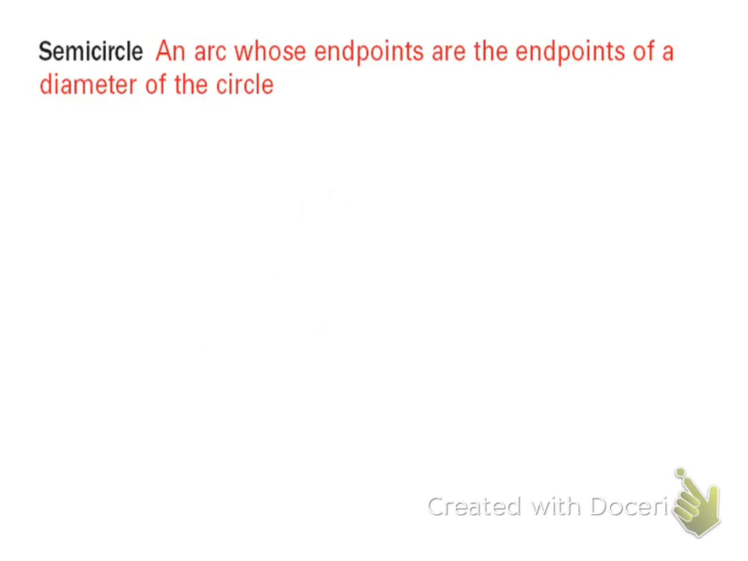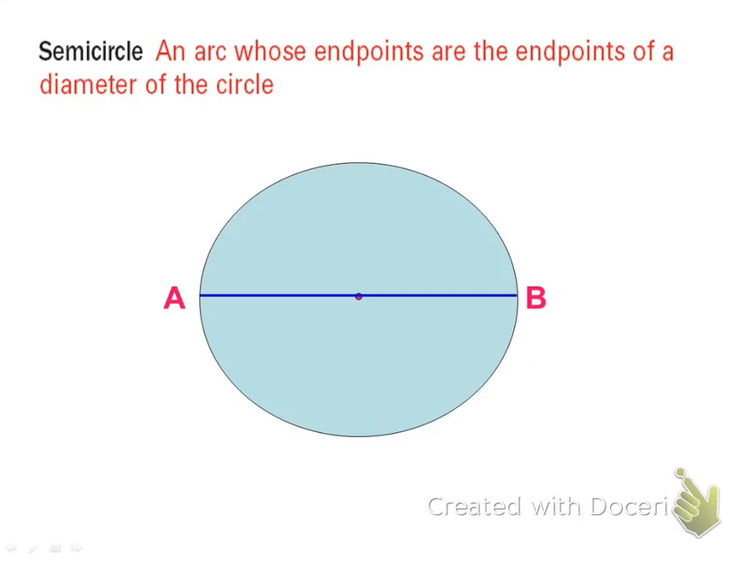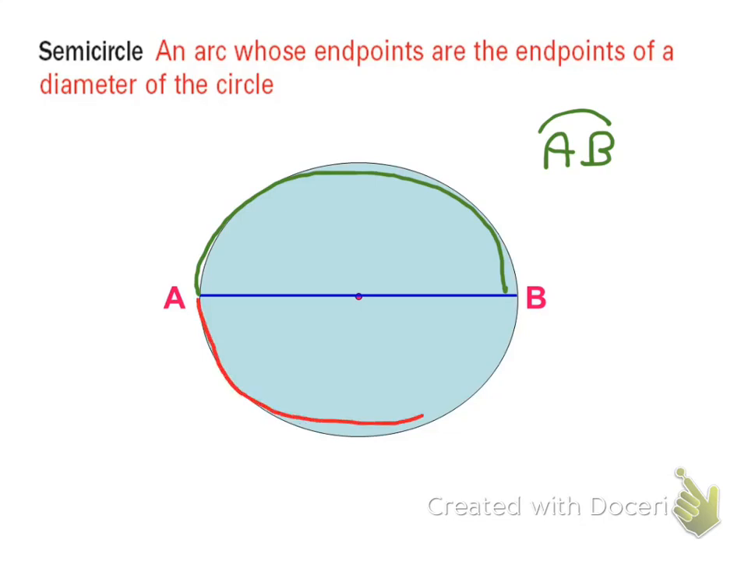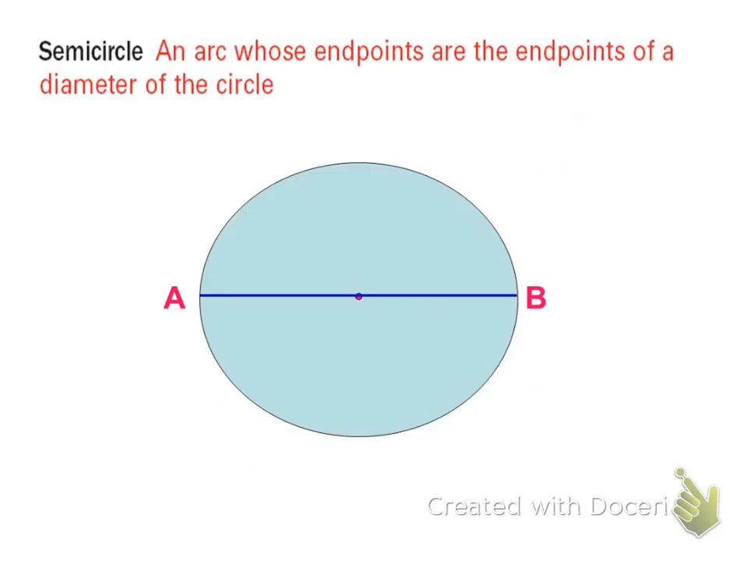A semicircle. A semicircle is an arc whose endpoints are the endpoints of a diameter. When naming a semicircle, again, we would need three letters, because if we just said arc AB, students wouldn't know if we're talking about the upper half of this circle or if we wanted the lower half of this circle. So when naming this arc, we need some other letters on the circle. So we can put, maybe a C here, put a D down here.